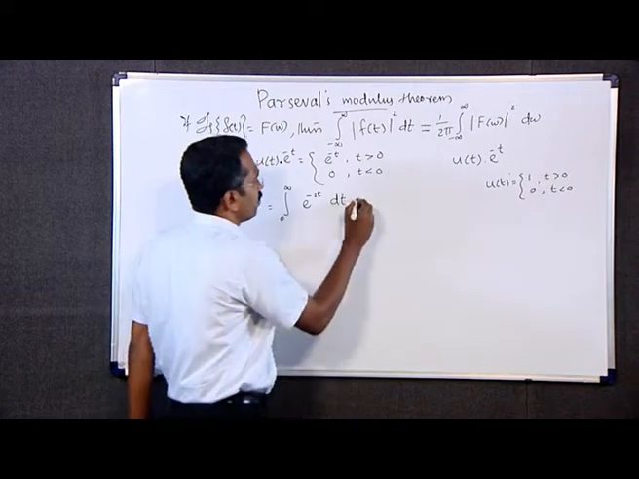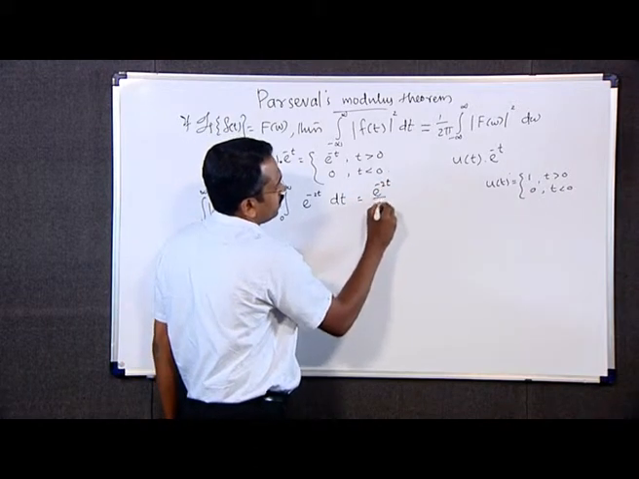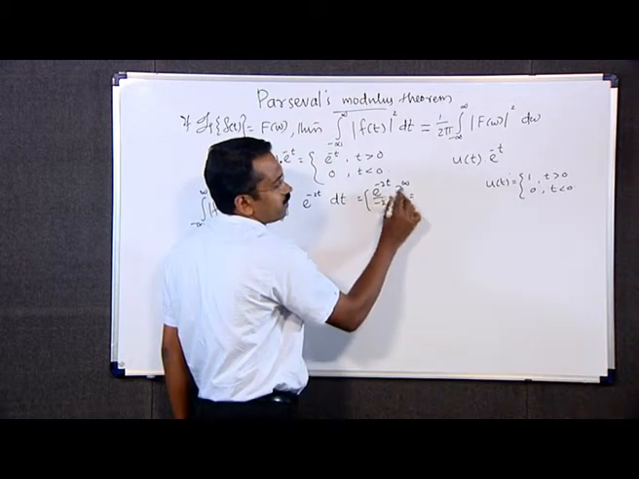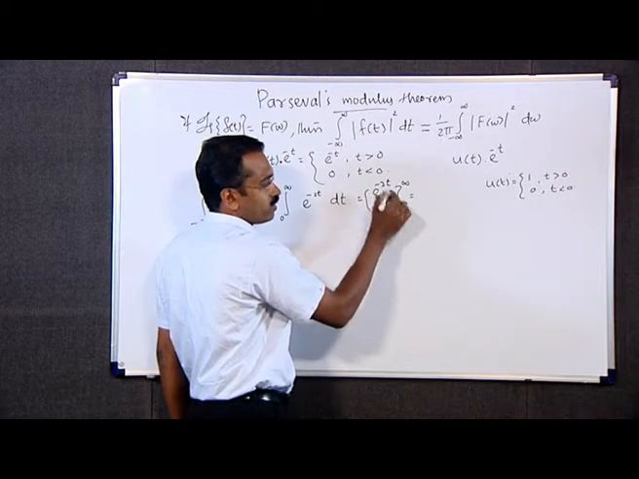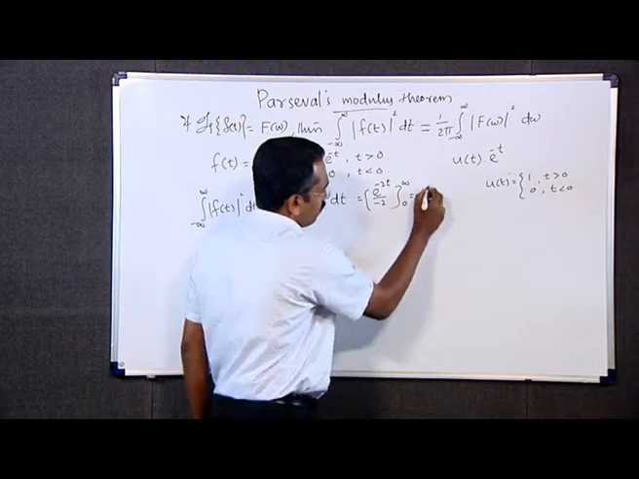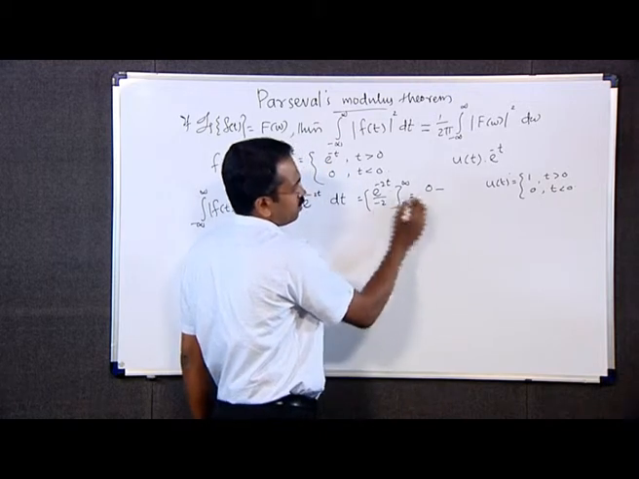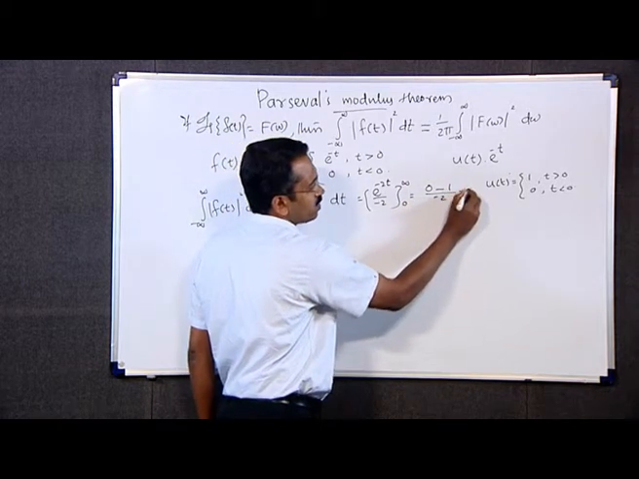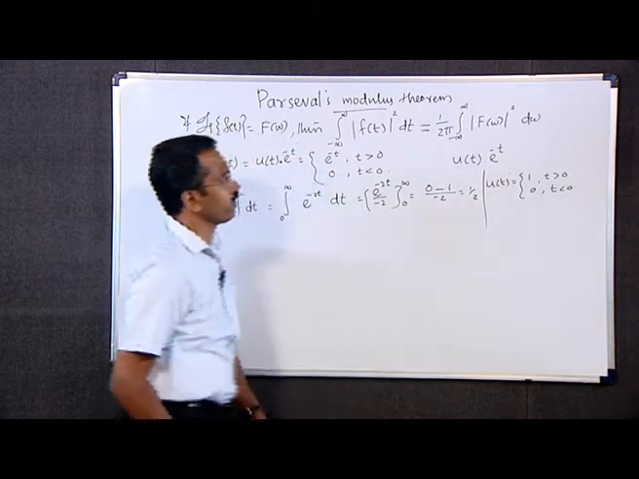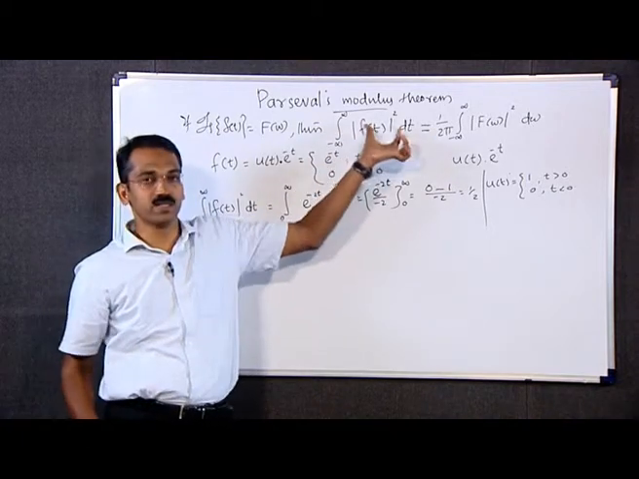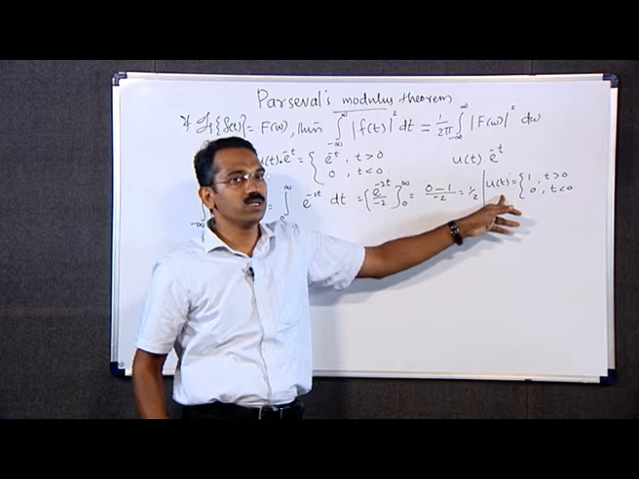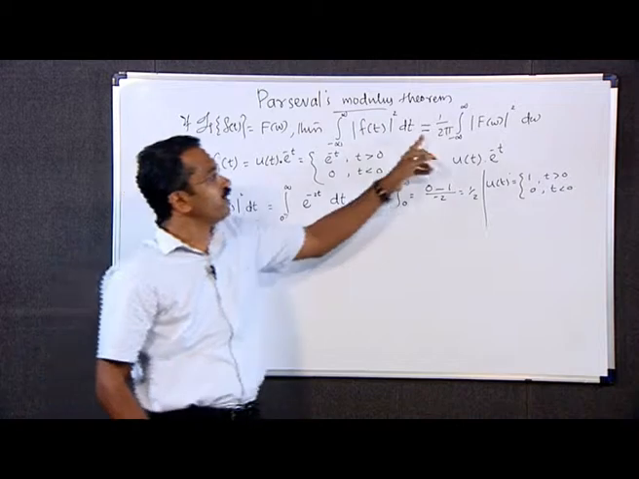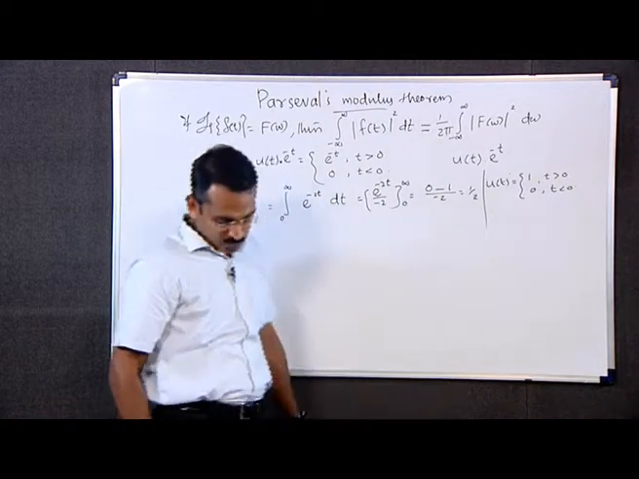On integration, we get e raised to minus 2t divided by minus 2 between the limits 0 and infinity, that is when t equal to infinity the numerator will tend to 0, minus when t equal to 0 the numerator is 1. Therefore, 0 minus 1 divided by minus 2 means 1 by 2. That is, the left hand side of this identity is 1 by 2 for the given function u of t into e raised to minus t. Now, we have to evaluate the right hand side also.